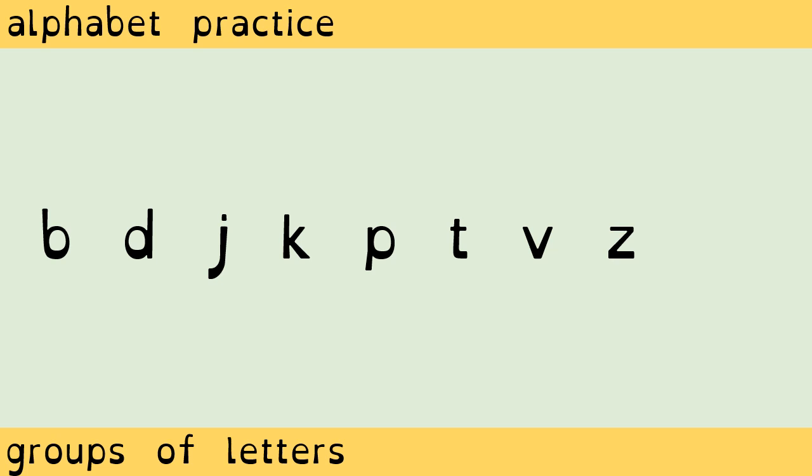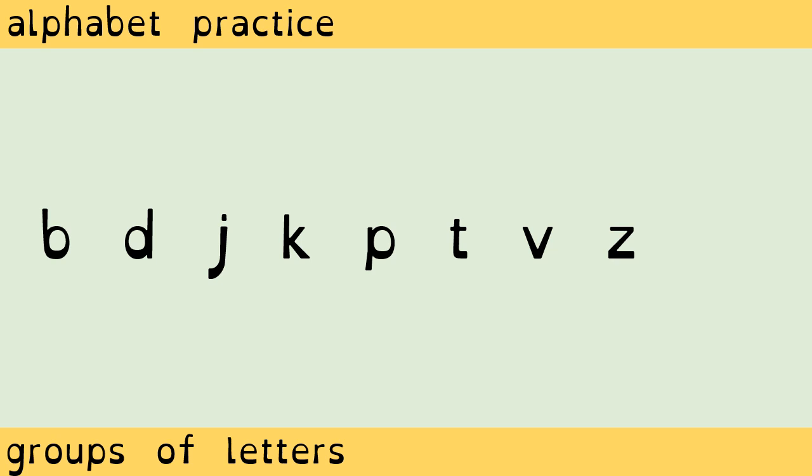Let's try another list. Repeat after me. B, D, J, K, P, T, V, Z. You can also say Z. What do these letters have in common? Do you know? First, they are all consonants. That is a good guess.